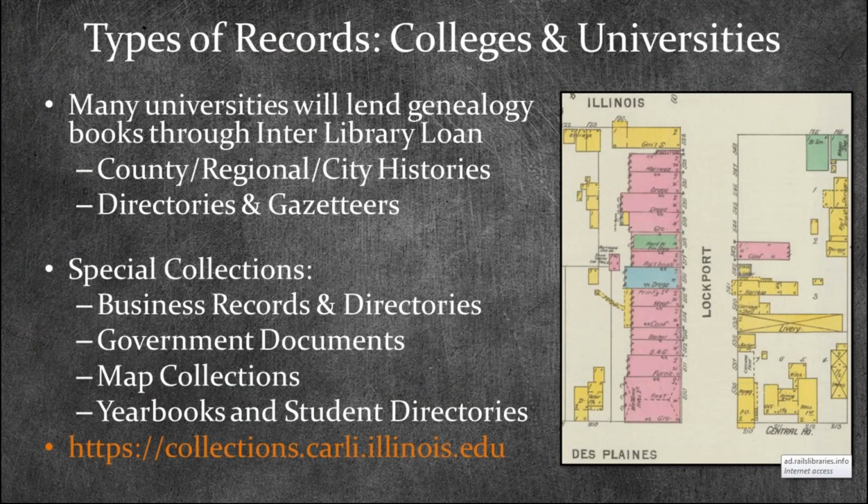Another avenue of research are colleges and universities. Genealogists, especially genealogists who are just starting out, have a tendency to overlook colleges and universities because they think that academia isn't going to have anything that is going to be family specific. And it's absolutely not true. Probably one of the best resources that you can use to your advantage as a public library is the ability to borrow these types of materials through interlibrary loan.